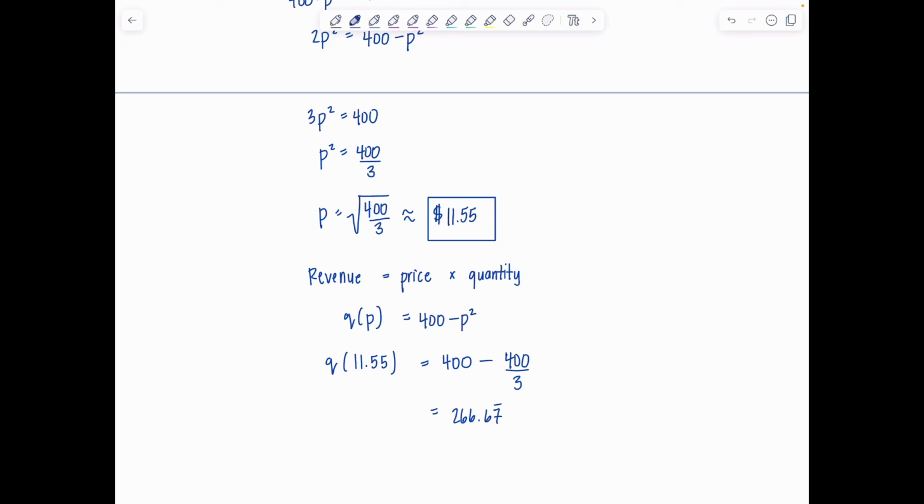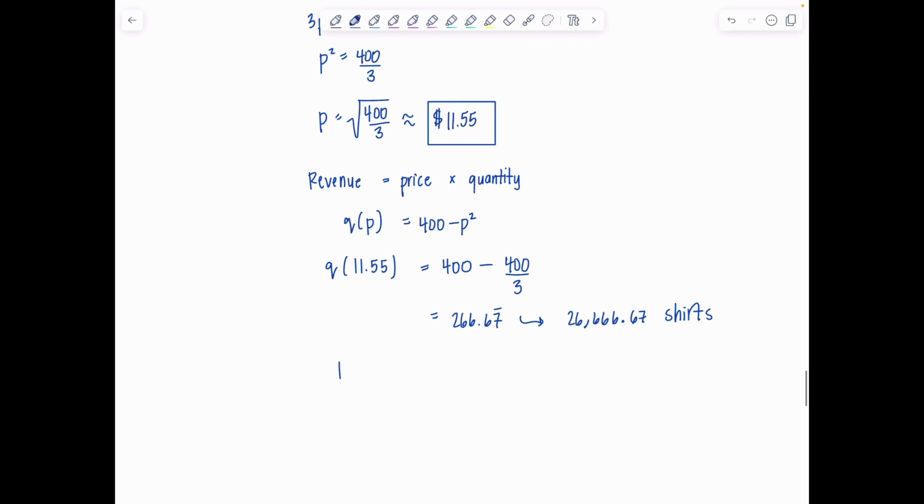266.67 repeating. So remember, it was in hundreds of shirts, the demand in hundreds. So it's not really 266 shirts, it's 26,666.67 shirts. So the revenue is going to be $11.55 per shirt times the 26,666.67 shirts approximately. And this is about $308,000.